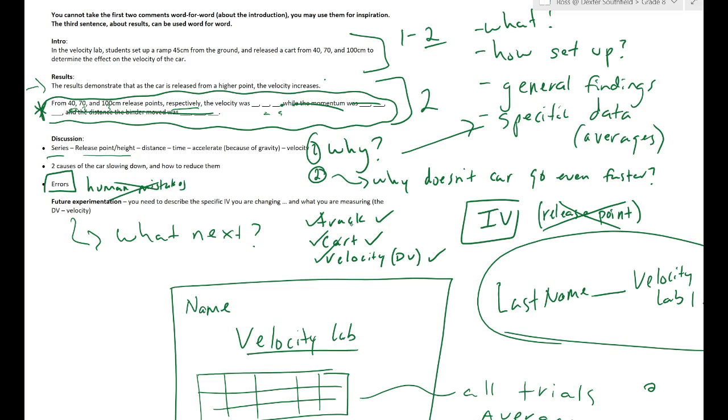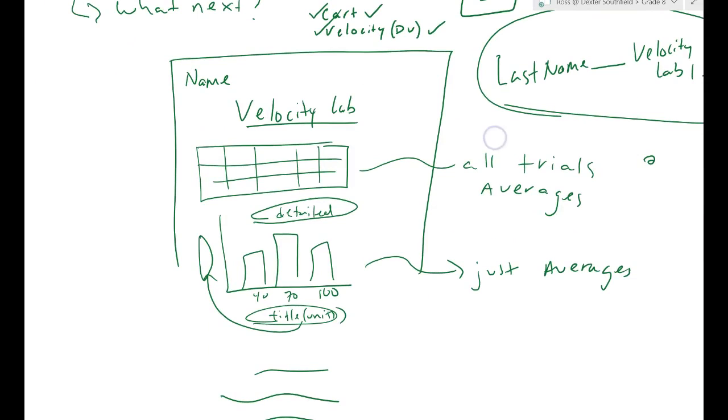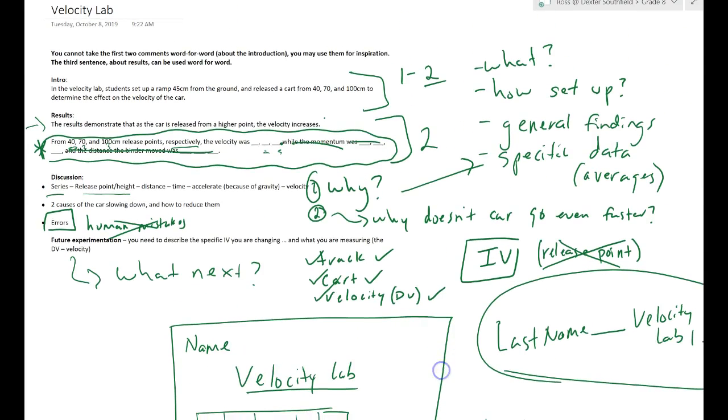So this lab should be relatively simple if you follow these steps. Have your name, have the title, have a data table that has all the trials, including the averages, have a graph that just shows the 3 averages. Then your paragraph. In your paragraph, you have an introduction, 2 sentences to say what we did and how the lab was set up. Then a results part of that paragraph, where again, 2 sentences, general findings and then specific data.